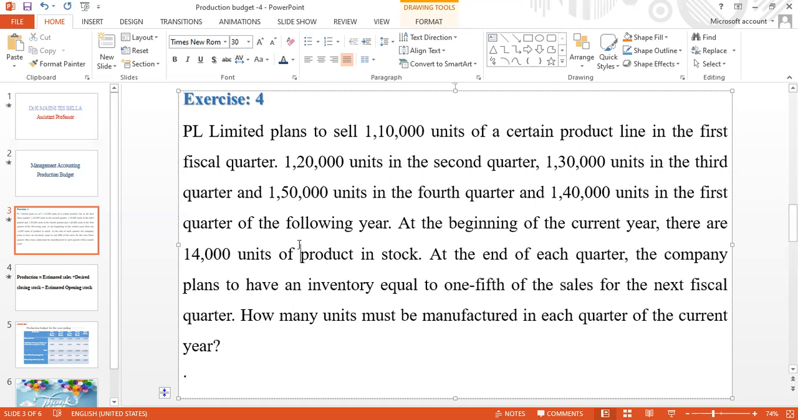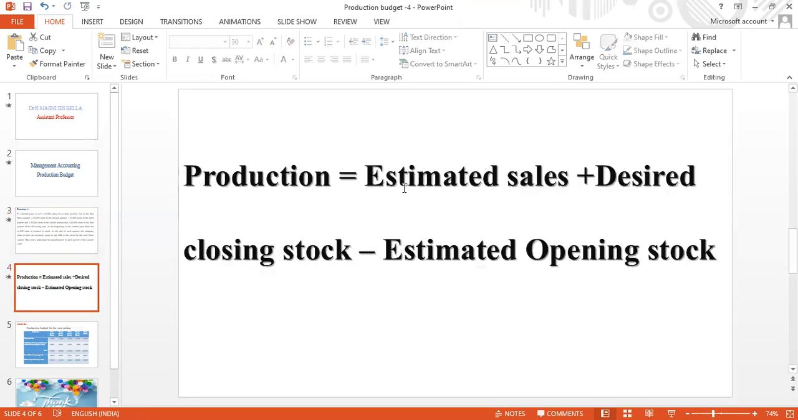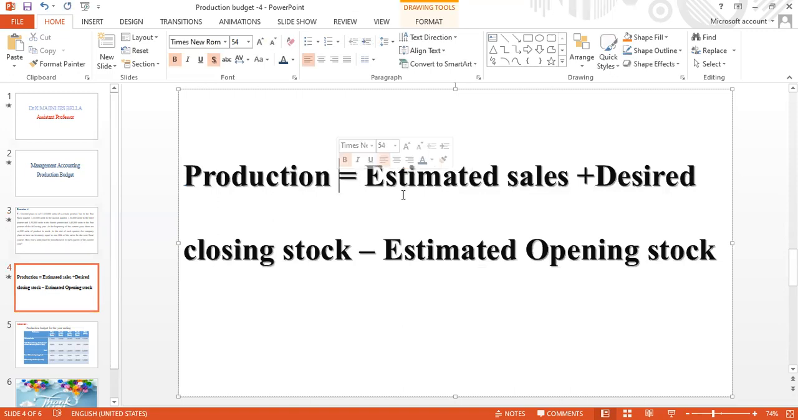Now we can move to the sum part. Formula also I have given in the question. Production is equal to estimated sales plus desired closing stock minus estimated opening stock. I hope you have understood the formula. Production is equal to sales plus closing stock minus opening stock, right?